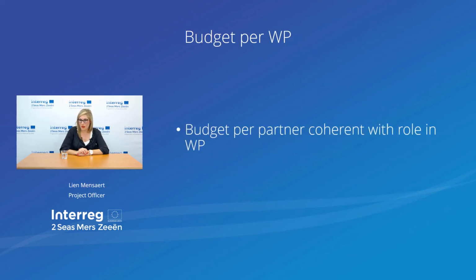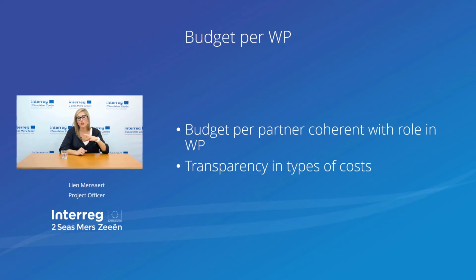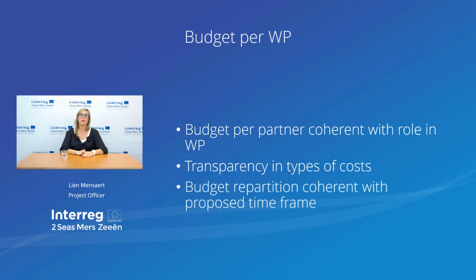When we look at the budget, I already briefly touched upon the fact that all of the partners who are involved in a certain work package will need to foresee a budget. So this budget needs to be coherent, as I said, with the role of this partner. There needs to be a transparency of the cost. So for example, do you have any equipment that is linked to deliverables or outputs? Then we will need to see that type of cost also in the budget per partner. Please do also make use of the box where you can explain more about the types of costs that you are foreseeing, so that everything becomes coherent and very transparent.